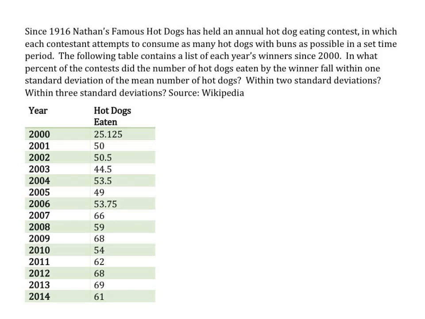Since 1916, Nathan's Famous Hot Dogs has held an annual hot dog eating contest in which each contestant attempts to consume as many hot dogs with buns as possible in a set time period. The following table contains a list of each year's winners since 2000. In what percent of the contests did the number of hot dogs eaten by the winner fall within 1 standard deviation of the mean number of hot dogs? And how about within 2 standard deviations, within 3 standard deviations, etc.?